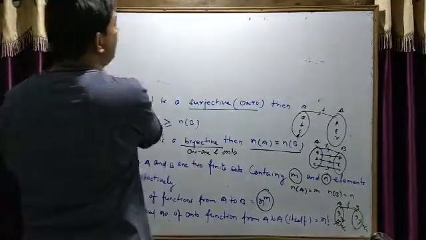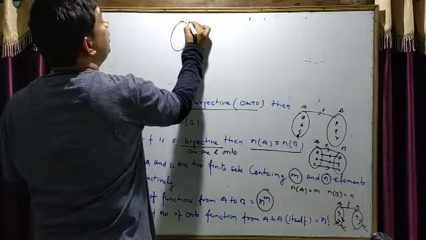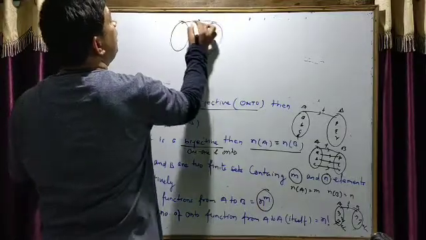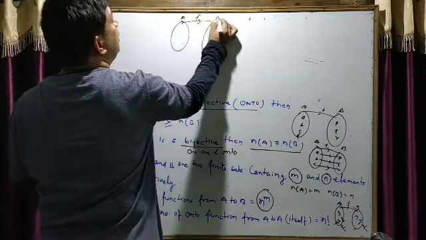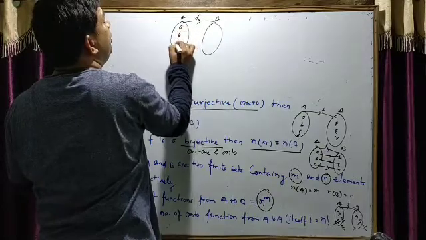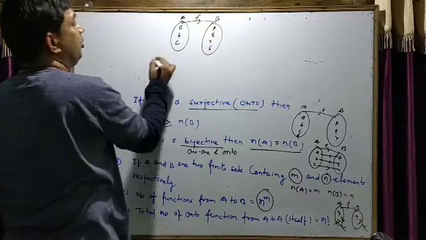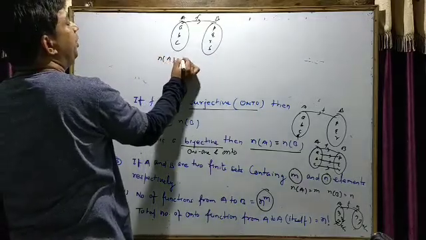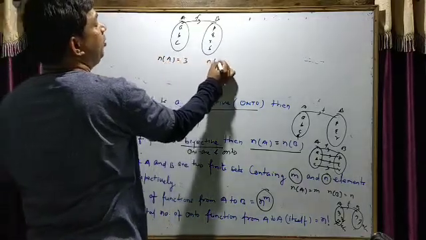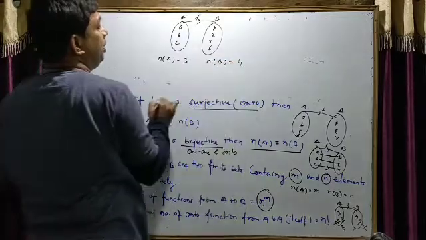Suppose f is a rule from A to B, with this set containing A, B, C, and this set containing P, Q, R, S. So the number of elements in A is how much? Number of A is 3. Number of B is how much? Number of B is 4.